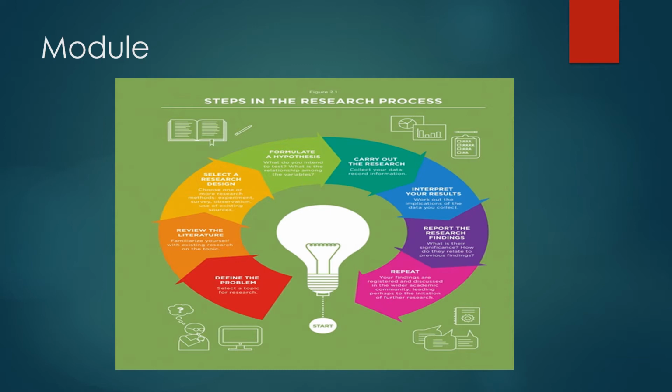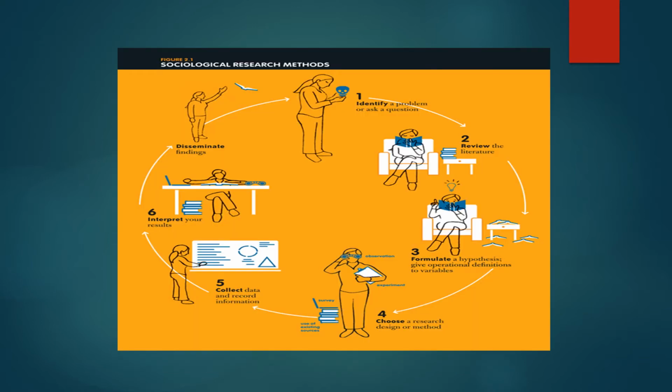And one of the ways in which we do so is to input it into SPSS and to do an analysis. So today we're going to talk about some of the most basic analysis, that being descriptive statistics, which will allow us to report the overall general findings of our research. So this is just another way of looking at the same steps. Identify, review, formulate, choose your method, collect, interpret, and disseminate.